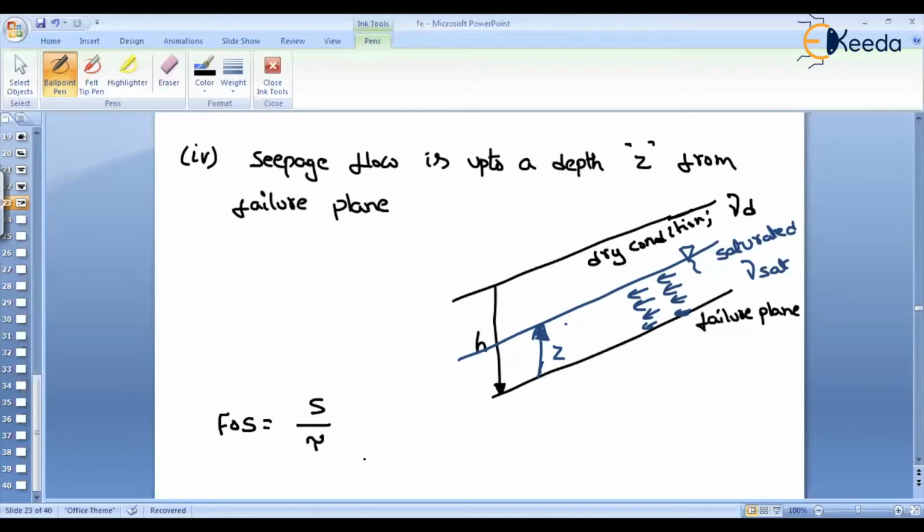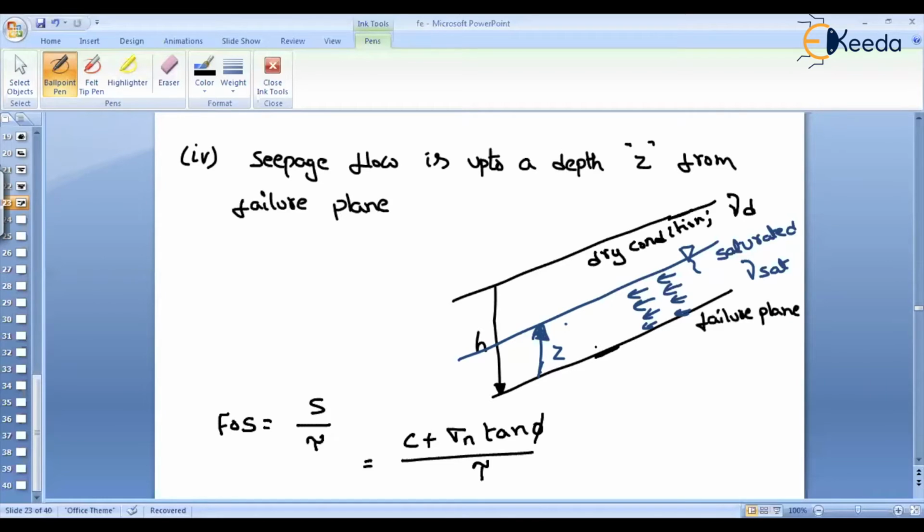And that will be equal to, S means C plus sigma n tan phi, divided by tau. As we have already discussed, if we are talking about sigma n, we have to use the effective parameter. If you want to talk about tau, we have to use the total stress parameter. Understood? Now, let us say at this point, what is the normal stress at the failure plane? It will be gamma into h into cos square i.